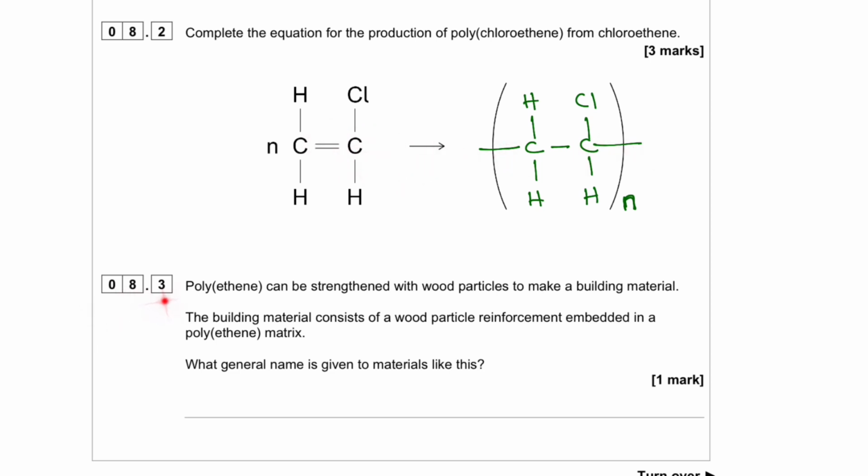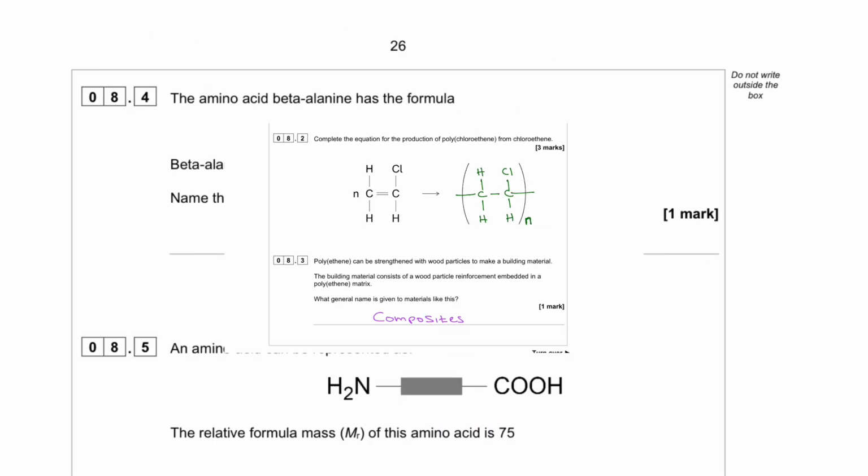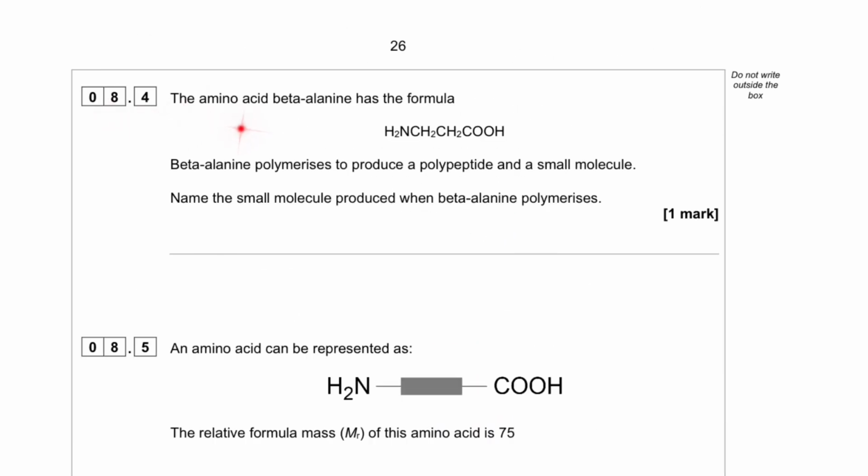Question 8.3. Polyethylene can be strengthened with wood particles to make a building material. The building material consists of a wood particle reinforcement embedded in a polyethylene matrix. What general name is given to materials like this? Composites.